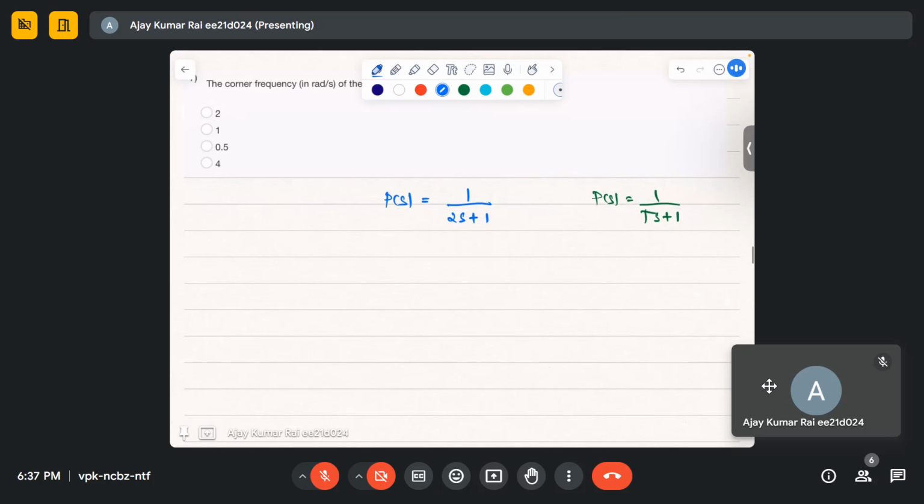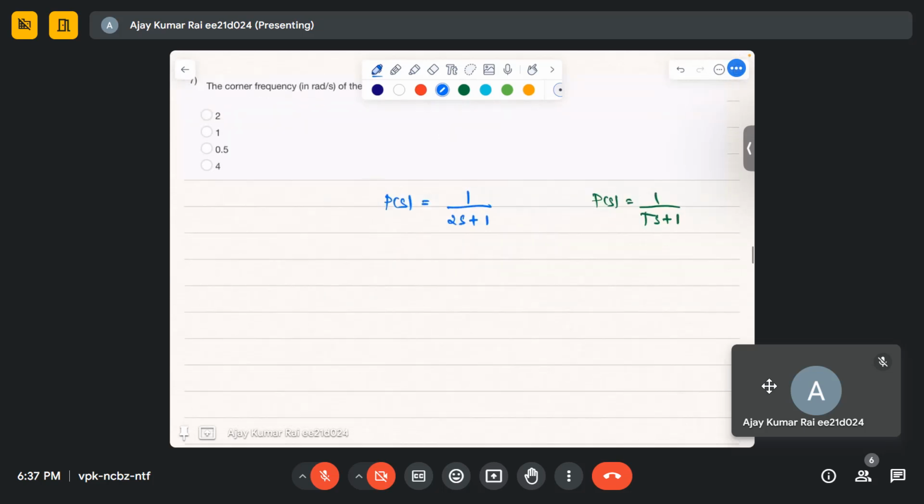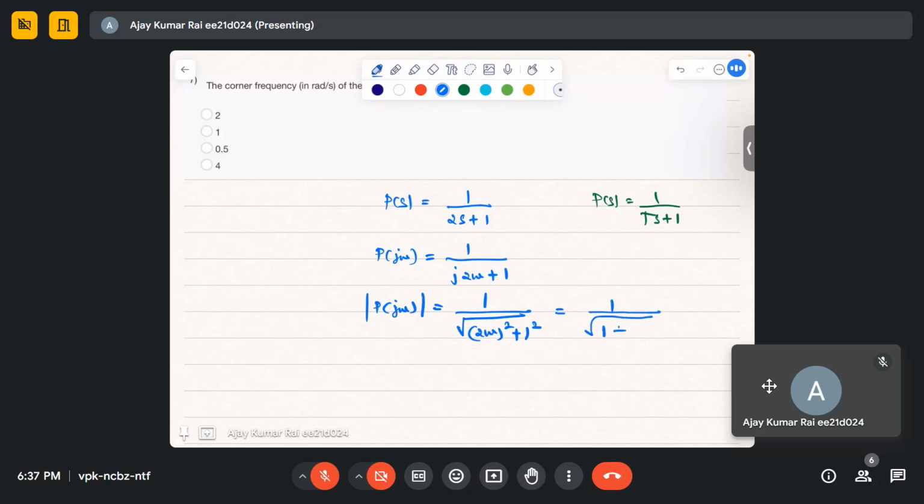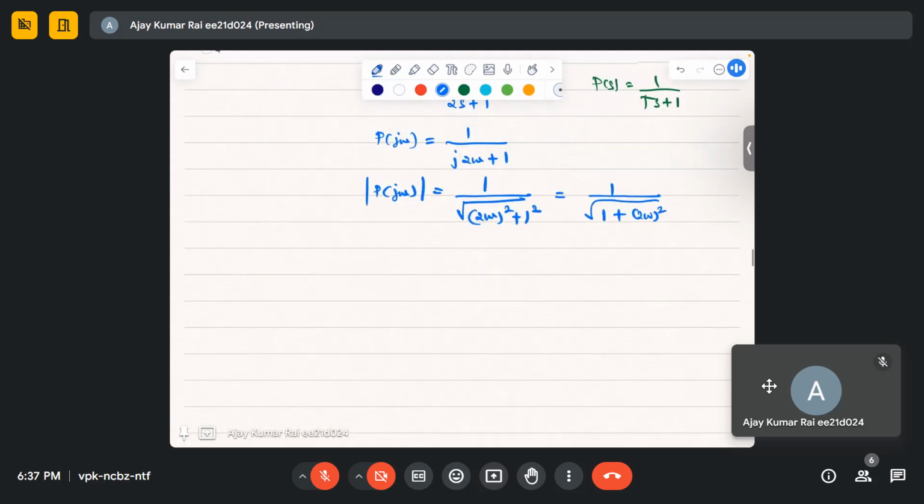But I will do it in detail. We have to find the corner frequency. What is the sinusoidal transfer function? If you put s equal to j omega, this will be j 2 omega plus 1. Just replace s with j omega. And how to find the magnitude? It will be equal to square root of 1 plus 2 omega whole square, like real part square plus imaginary part square. I hope there is no doubt in this. So let's find it in dB.